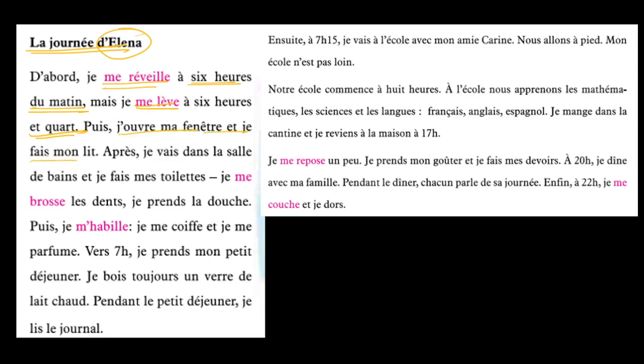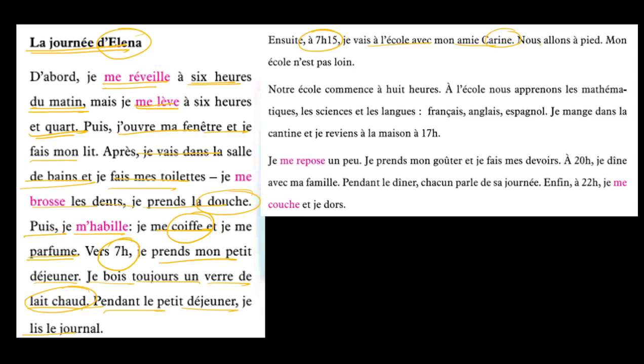I open my window and get some light. Then, after that, I go to the bathroom and do my toiletries. I brush my teeth. That is, I take a shower. Then, I get ready. I comb my hair. I put perfume on. And at 7, I have my breakfast. Then, I have a hot glass of milk. Then, during that, I listen to the news. At 7:15, I go to the school.